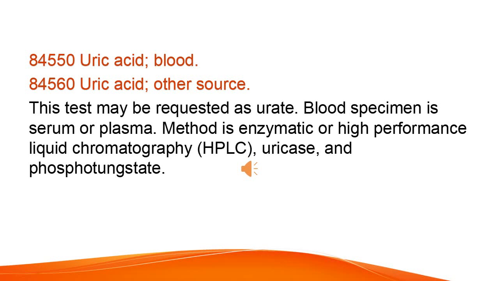Uric acid, blood. Uric acid, other source. This test may be requested as urate. Blood specimen is serum or plasma. Method is enzymatic or high-performance liquid chromatography, HPLC, uricase, and phosphotungstate.